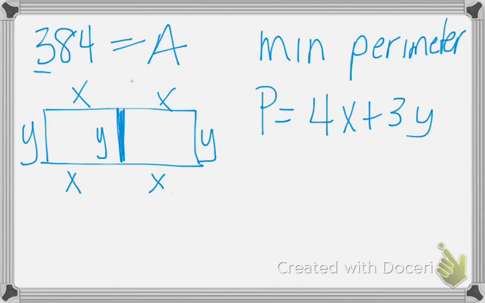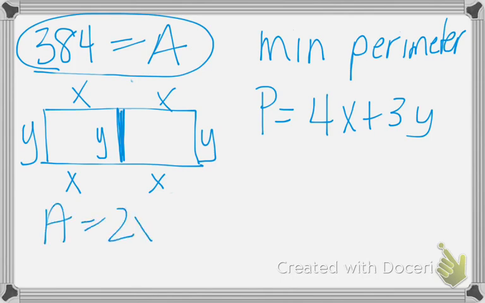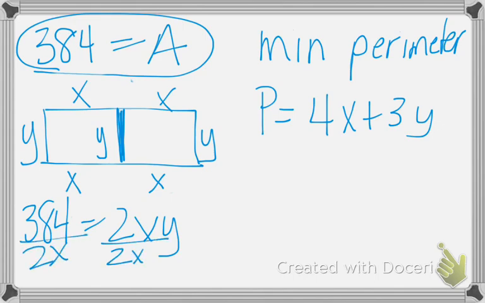So the piece of information we have not used yet is the area. Well, the area of this entire thing is going to be 2x times y, because you have 2 x's times y. But you know that the area is 384, so we can change the area to 384. Okay, so you could either solve for x or for y. It doesn't matter, because we're going to need both of those. So I'm just going to divide both sides by 2x, but you could have done y. Those cancel, and now you're going to get that y equals 384 over 2x.